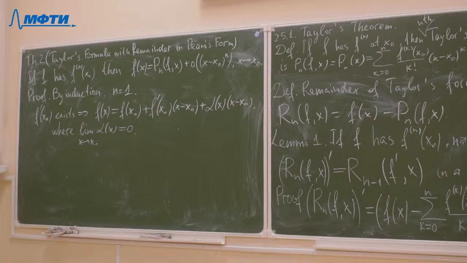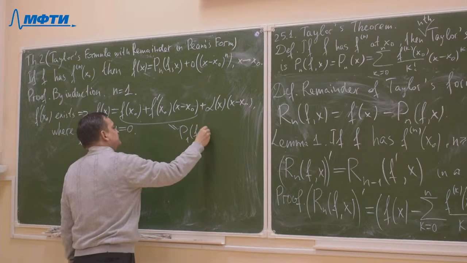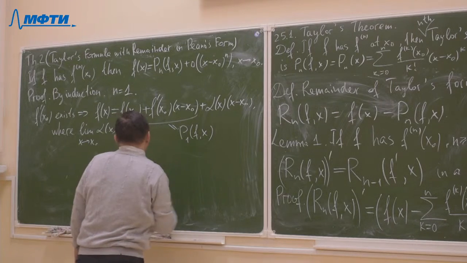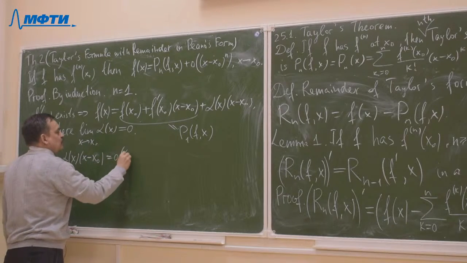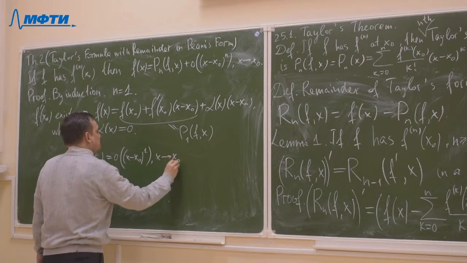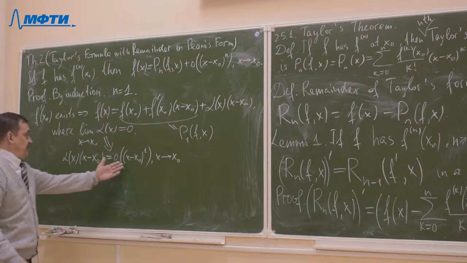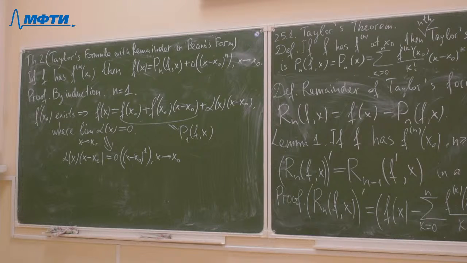Okay. Now, let's observe that this is nothing else but the first Taylor polynomial at x naught, and the last term alpha of x times x minus x naught is little o of x minus x naught to the power 1 as x tends to x naught, just because of this. So if we divide by x minus x naught, then it tends to 0 because of the supposition about alpha of x. So n equals 1 is proved.